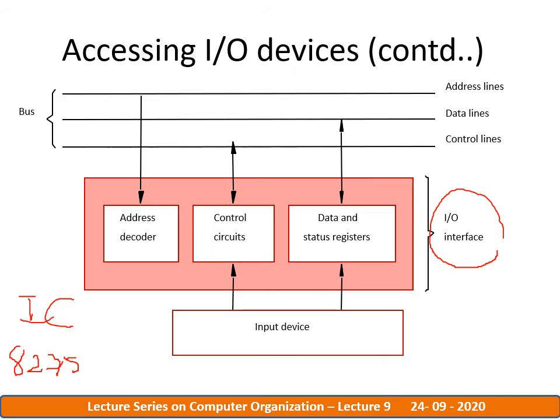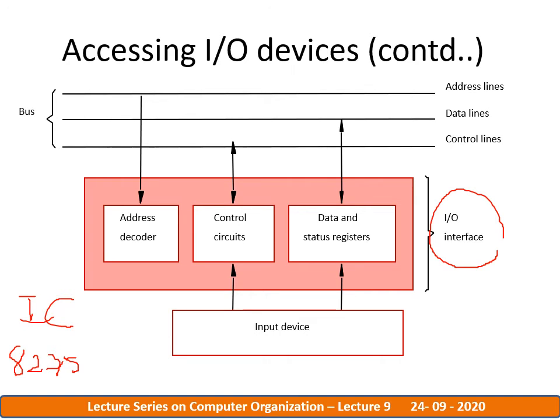In the I/O interface, there are three functional blocks. The first functional block, the address decoder, decodes the address sent on the bus so that it enables the input devices. See the arrow mark here, the bus address line sends the address of the device, and it decodes the address and sends the data to the input devices.